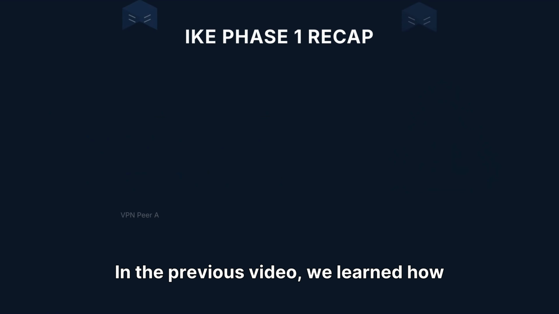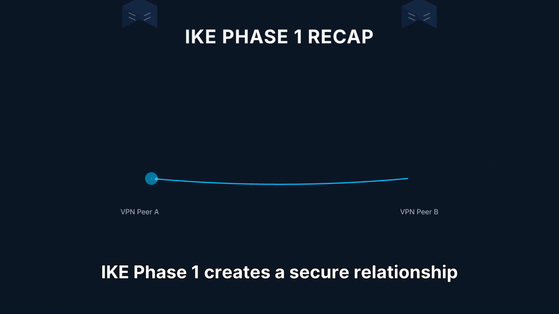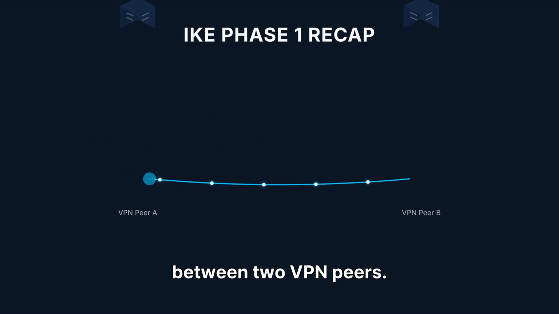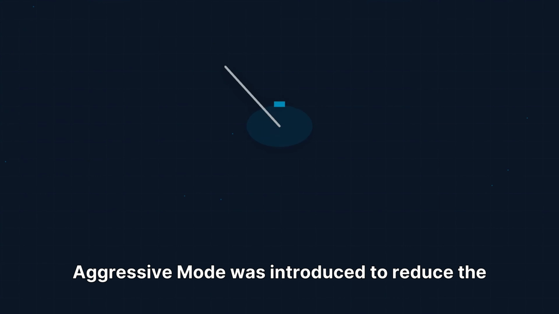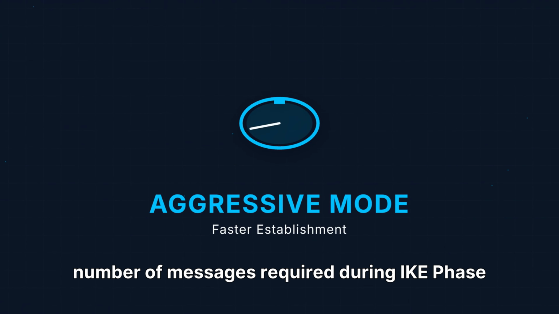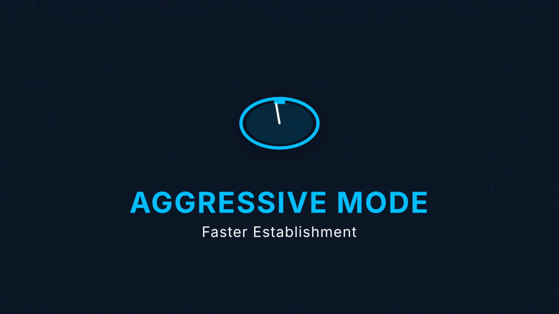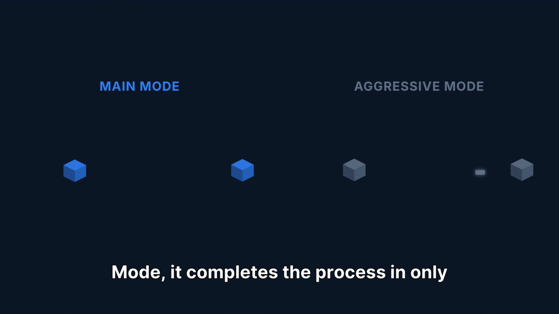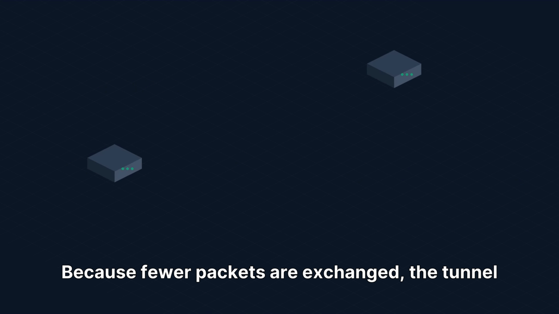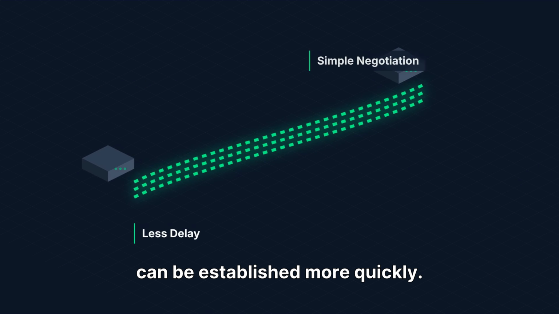In the previous video, we learned how IKEv1 creates a secure relationship between two VPN peers. Now let's understand why one phase 1 method provides better protection than the other. Aggressive mode was introduced to reduce the number of messages required during IKE phase 1. Instead of using 6 messages like main mode, it completes the process in only 3. Because fewer packets are exchanged, the tunnel can be established more quickly.